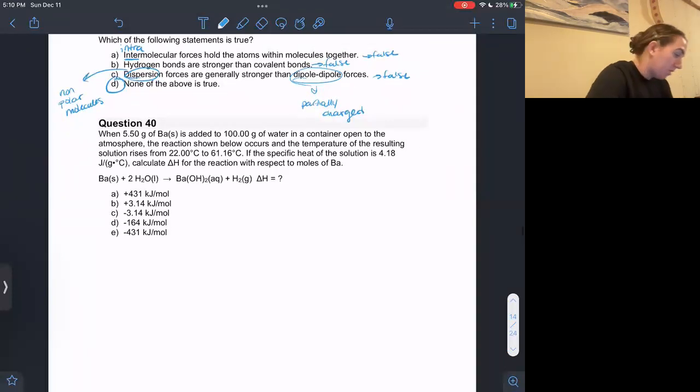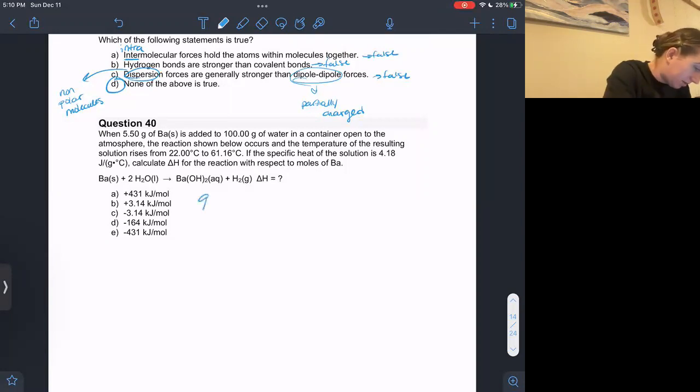Alrighty, last question. When 5.5 grams of barium is added to 100 grams of water in a container open to the atmosphere, the reaction shown below occurs and the temperature of the resulting solution rises from 22 to 61. If the specific heat of the solution is 4.18, calculate the delta H of the reaction with respect to moles of barium. Okay, so here there's a lot going on, but it's looking like I need to do an mC delta T equation because I need to find the heat, or the Q, there, and then I can use the number of moles of barium to get to the delta H of the reaction.